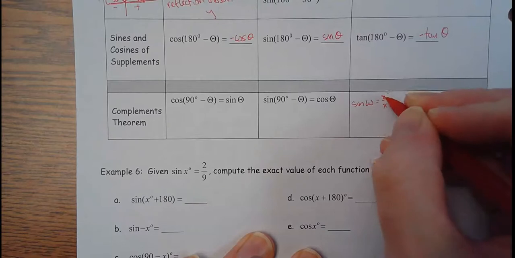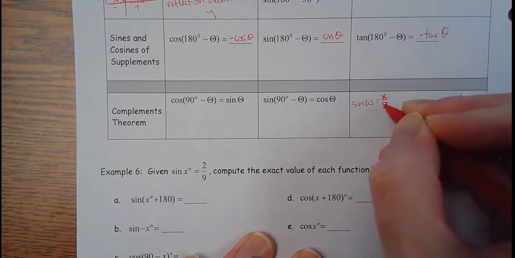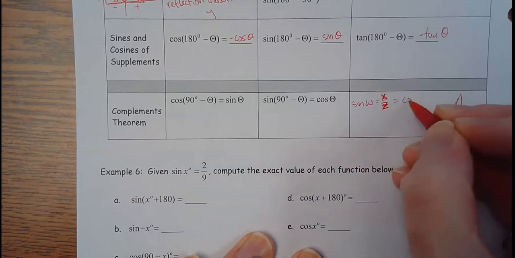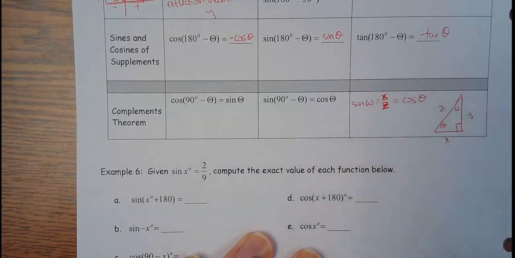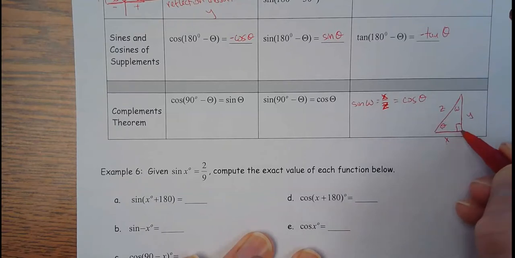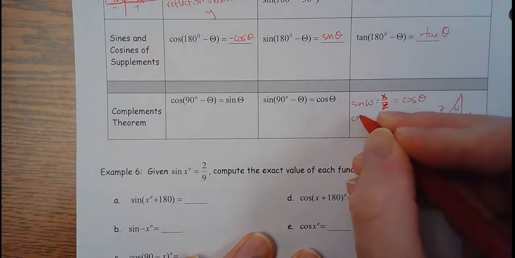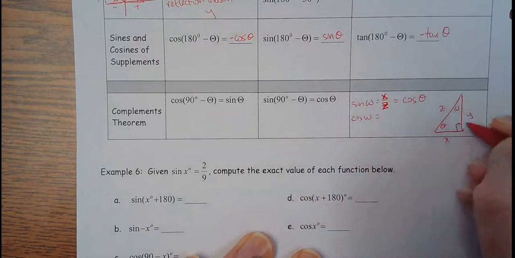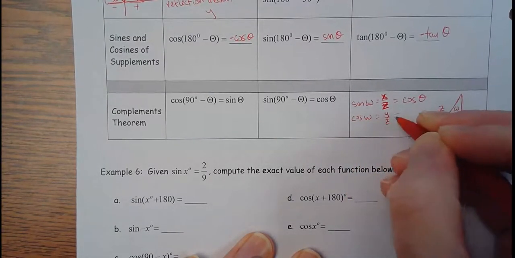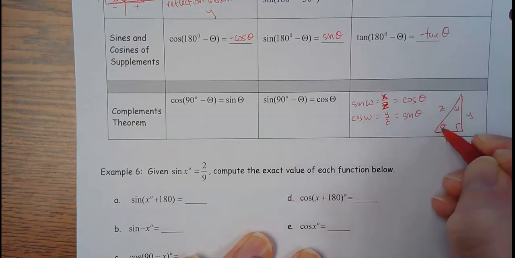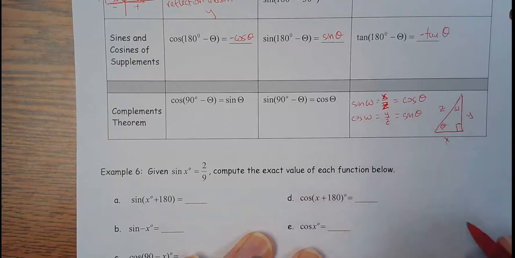I'm sorry, I said that backwards. X over z. So the sine, opposite over hypotenuse, well, that'd be the same thing as the cosine of theta, because the cosine of theta is adjacent over hypotenuse, x over z. Or if I did the cosine of W, that'd be y over z. Well, that's going to equal the same thing as the sine of theta. Sine would be y over z, opposite over hypotenuse.